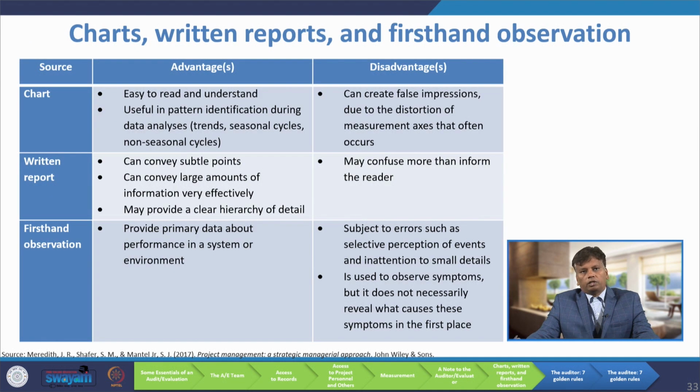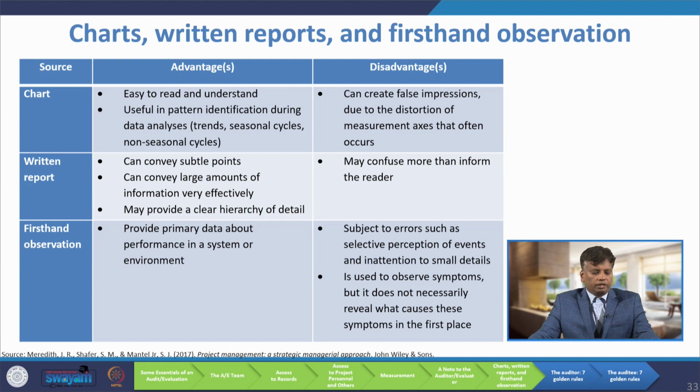Now, we talked about collecting information. Suppose, for the purpose of auditing, three types of information are given, for example, chart, written report and first hand observations. We will discuss what the advantages and disadvantages are. Suppose the chart is available, it is easy to read and understand and useful in pattern recognition during data analysis, like trends, seasonal cycles and non-seasonal cycles.